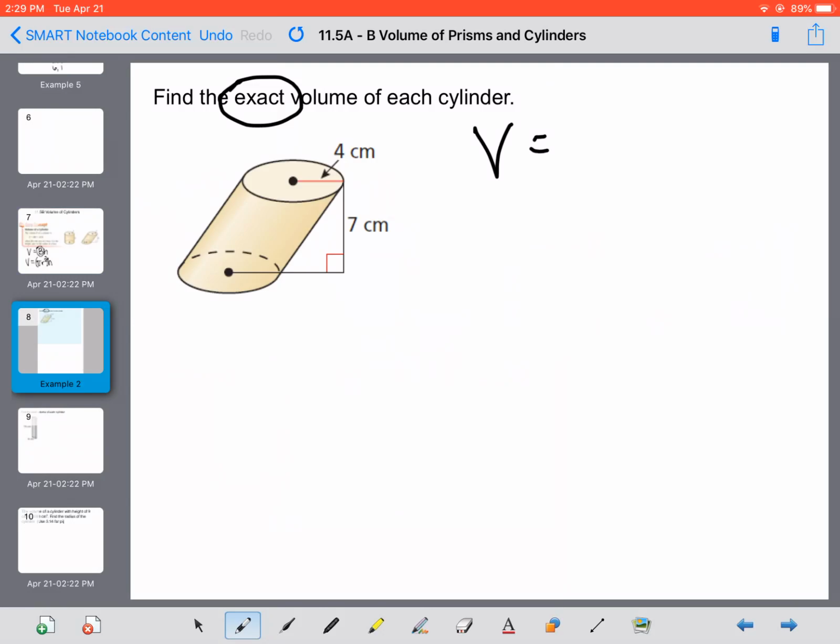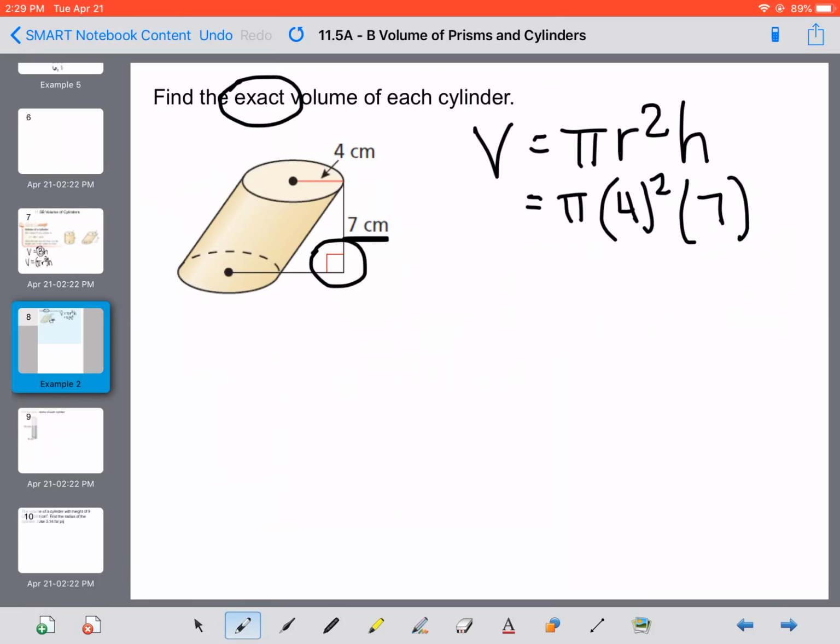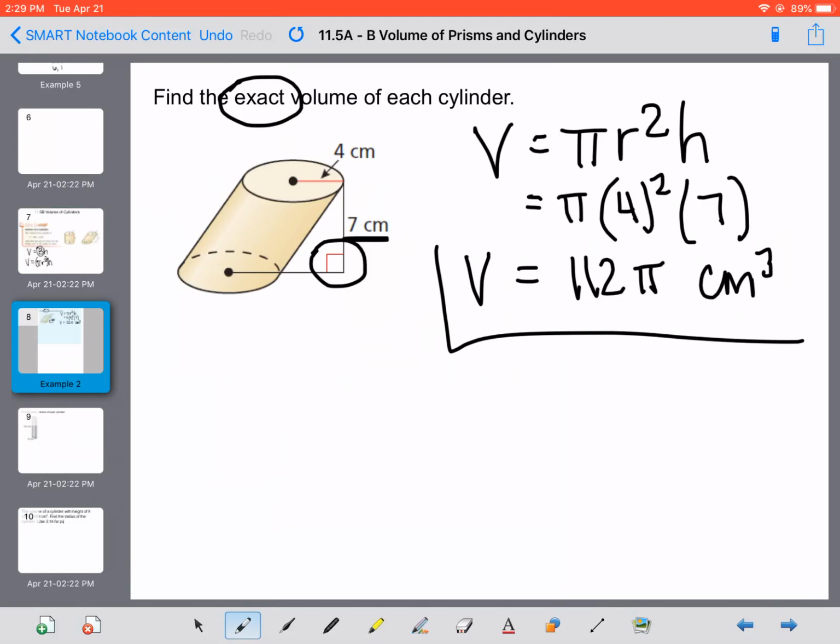So we know volume is pi r squared h, and so we just need to plug in. This right angle tells me that that is the height. This 7 is the height because it is perpendicular to the base. Remember, your height can't be at a slant. So we have pi times my radius is 4 squared times 7. So when I take 4 squared times 7, I get 112 pi. So I just write the symbol for pi. I don't actually multiply it through. And so since it says exact, that is my answer.